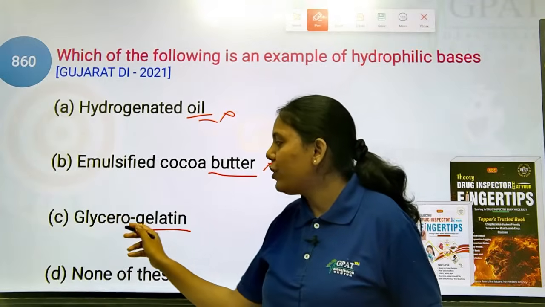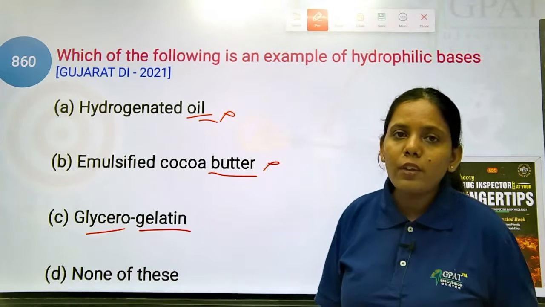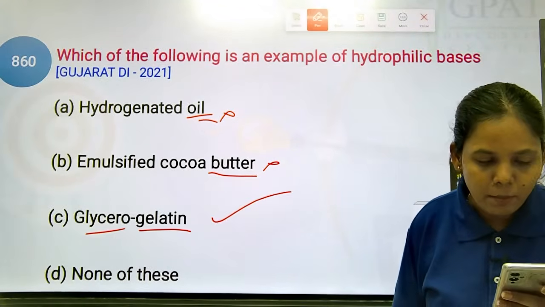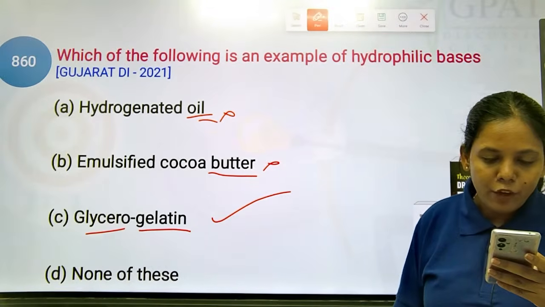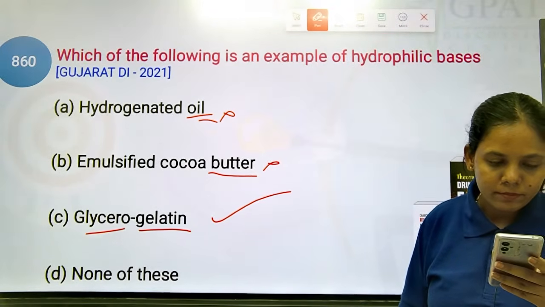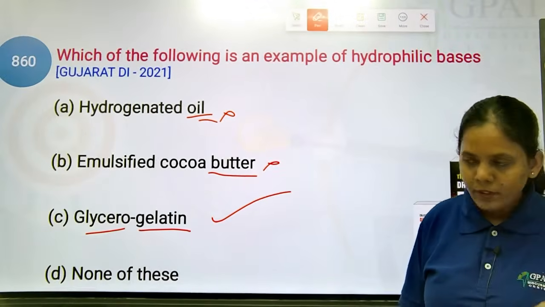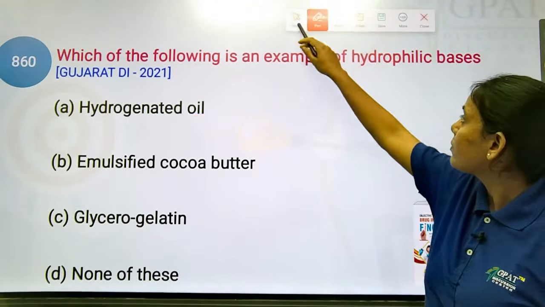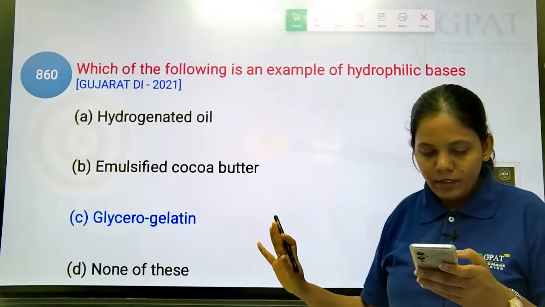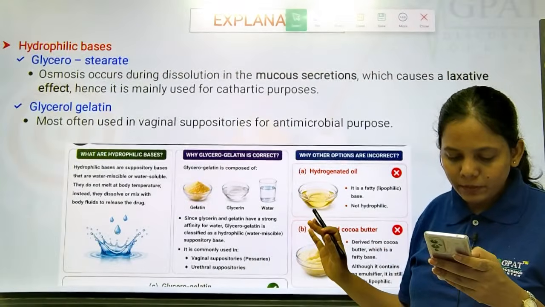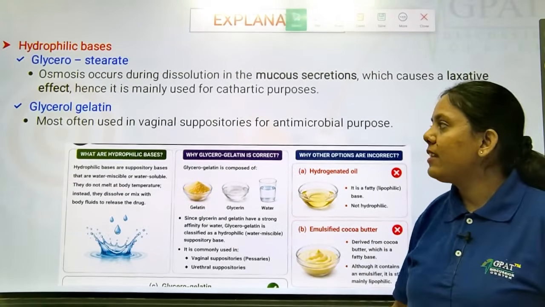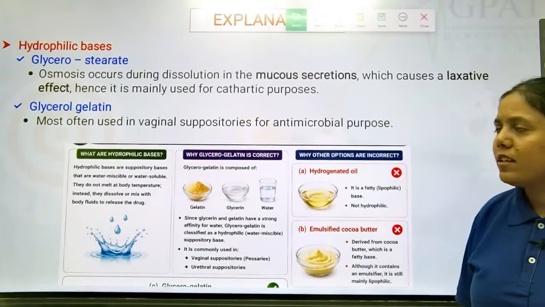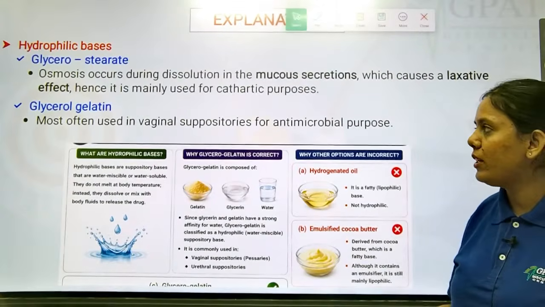Glycerol gelatin. If you see gelatin and glycerin, they both are water soluble, and that is the reason it comes under your hydrophilic base, right? It comes under your hydrophilic base. Chalo, very good. Option C is the right answer. Any doubts till here? Yes, C is the right answer. Remember, it is used for the antimicrobial purpose and mainly used in the vaginal suppositories.